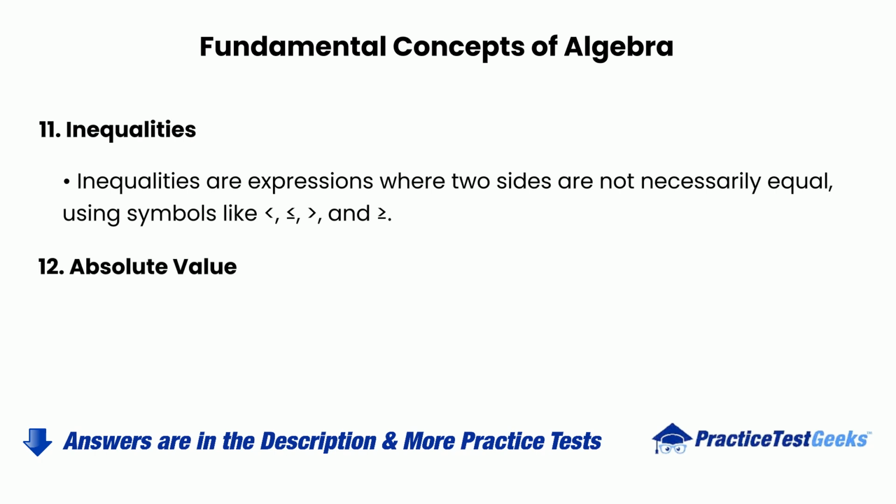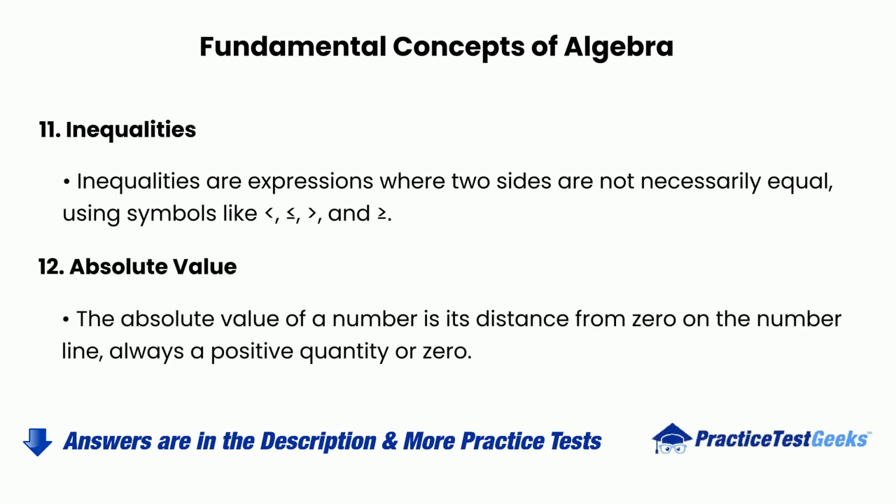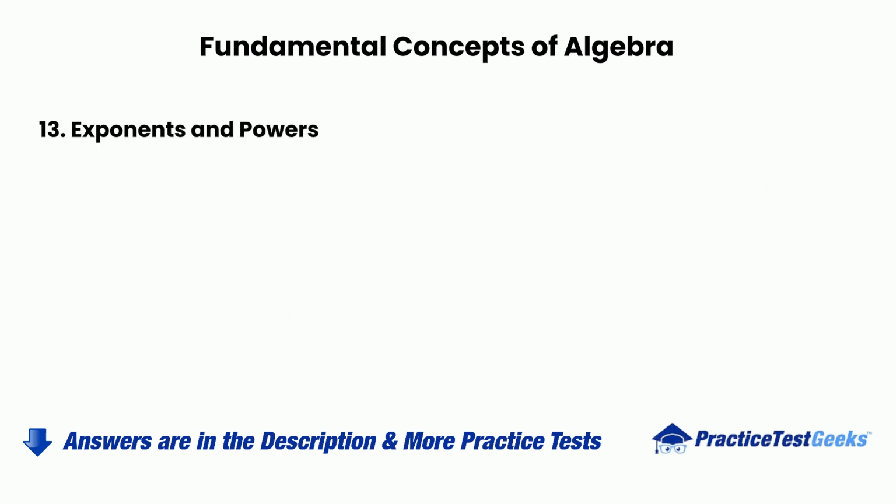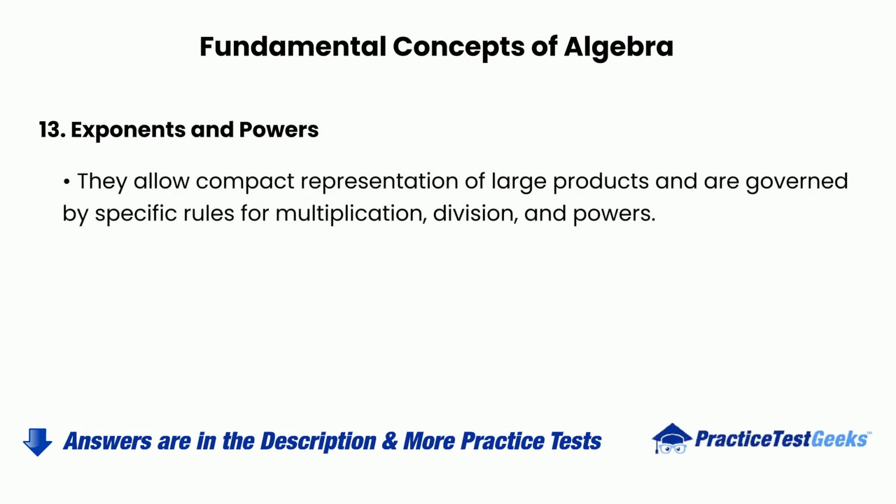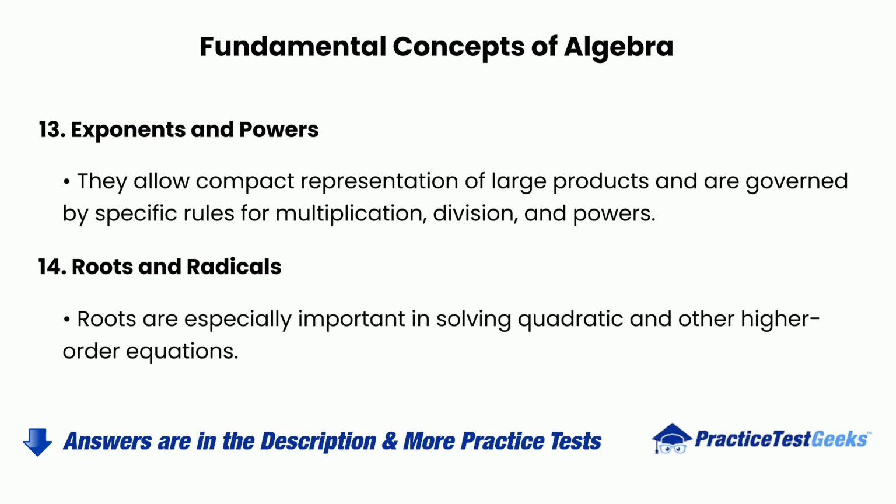12. Absolute value. The absolute value of a number is its distance from zero on the number line, always a positive quantity, or zero. 13. Exponents and powers. They allow compact representation of large products and are governed by specific rules for multiplication, division, and powers. 14. Roots and radicals. Roots are especially important in solving quadratic and other higher-order equations.